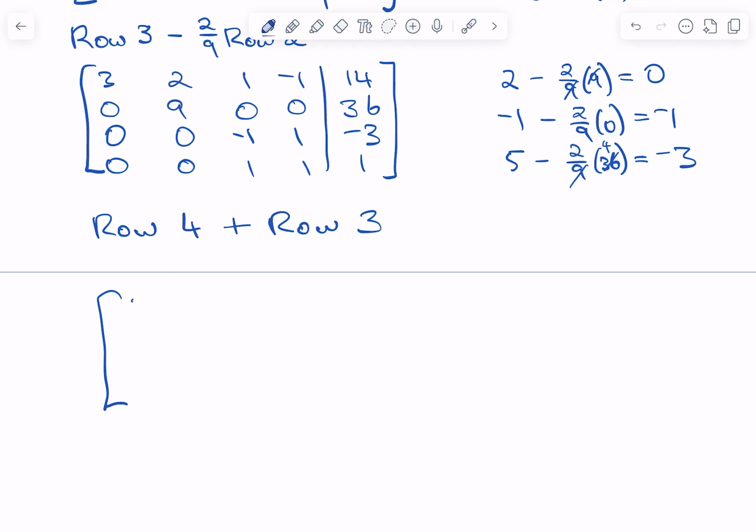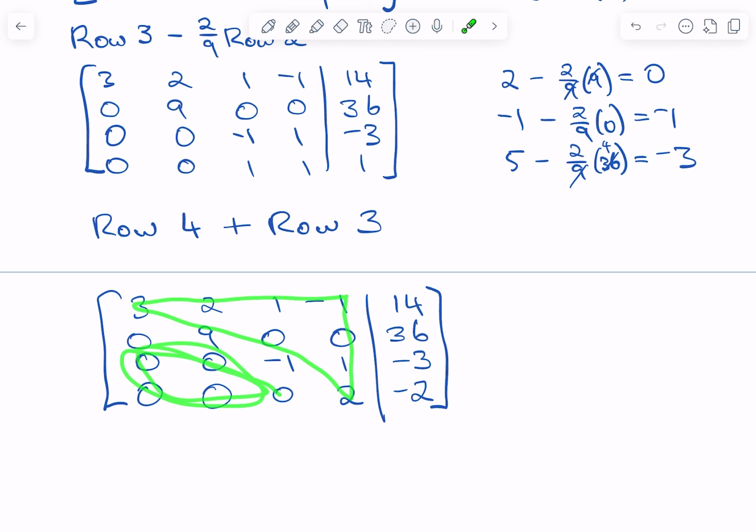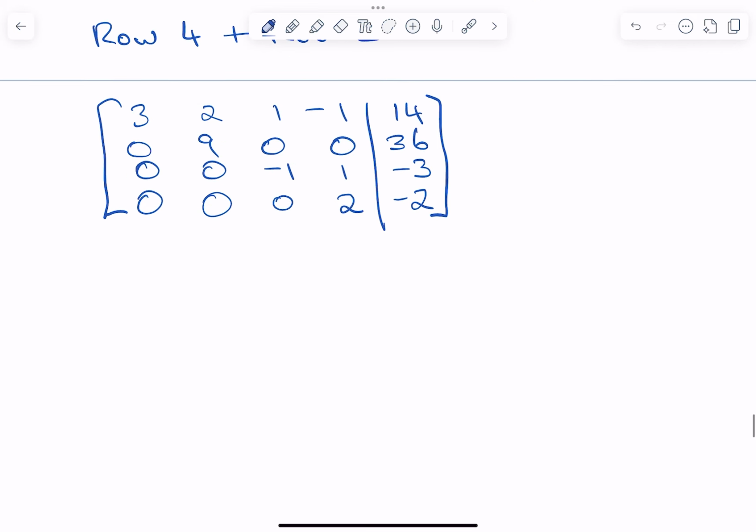All the other rows will stay the same. So we have 0 plus 0 is 0. And again, 1 plus minus 1 is 0. And finally, 1 plus 1 is 2. Moving to the right side of the augmented matrix, 1 plus minus 3 is minus 2. We've now got our augmented matrix transformed, or reduced if you like, to upper triangular form with all zeros below the diagonal, so we can move to the back substitution phase and solve this system.